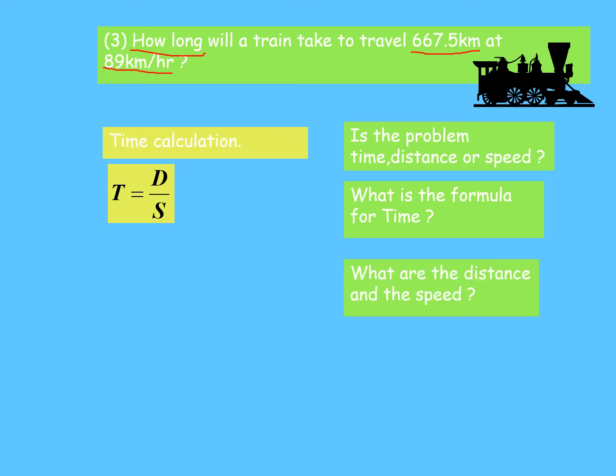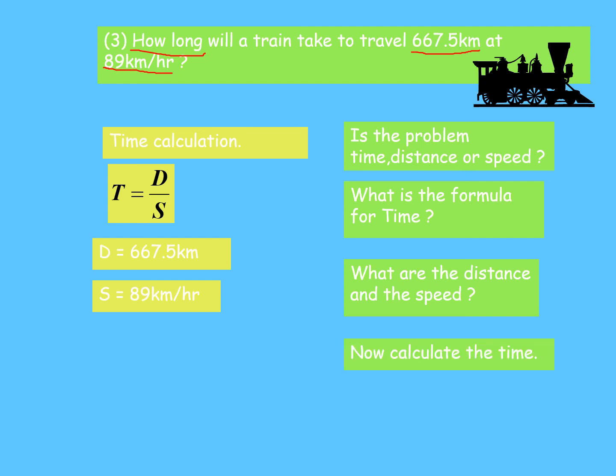And what are the distance and the speed? We have 667.5 kilometers. The speed is 89 kilometers per hour. And now calculate the time. Time is equivalent to 667.5 divided by 89. And the answer is 7.5 hours. Okay, 7.5 hours.